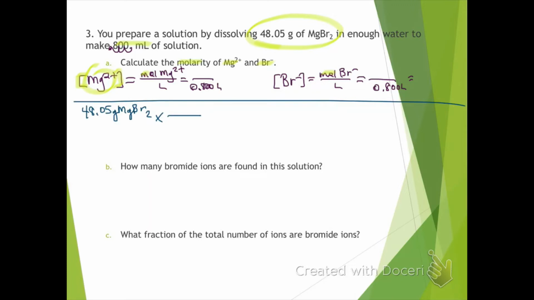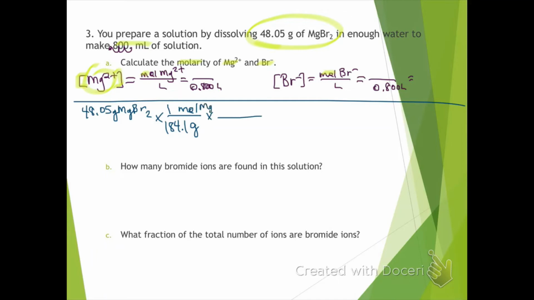From our 48.05 grams of the magnesium bromide, we can get to moles using molar mass. So my grams are going to need to go on bottom, and its molar mass from the periodic table will equal 1 mole. So we're going to add up that 1 magnesium, 24.3, plus our 2 bromides, 79.9 for each of those guys, which should give us a total of 184.1 grams per 1 mole of the magnesium bromide.